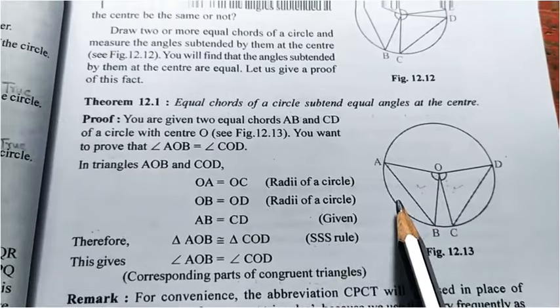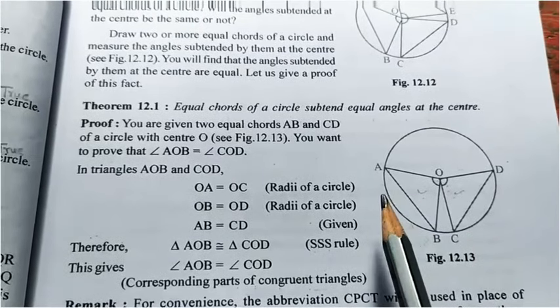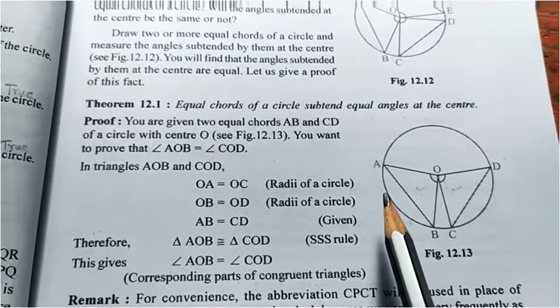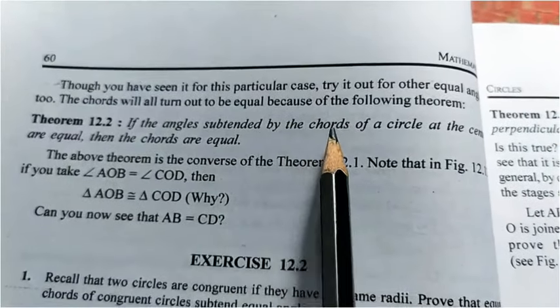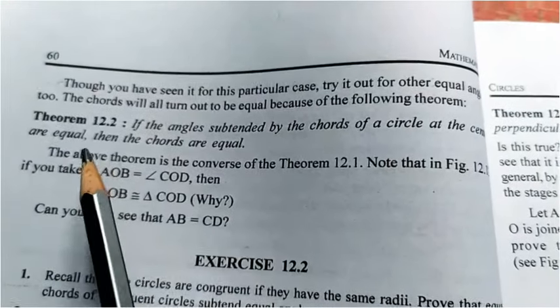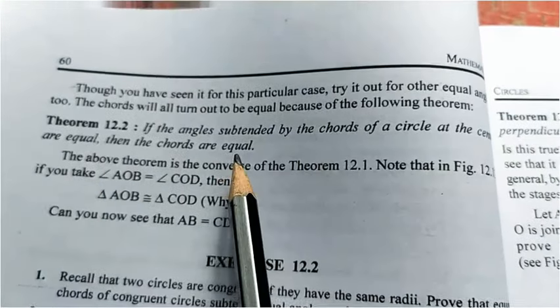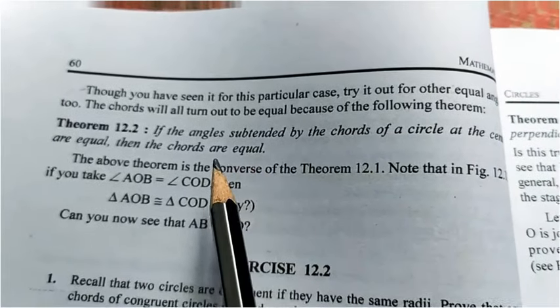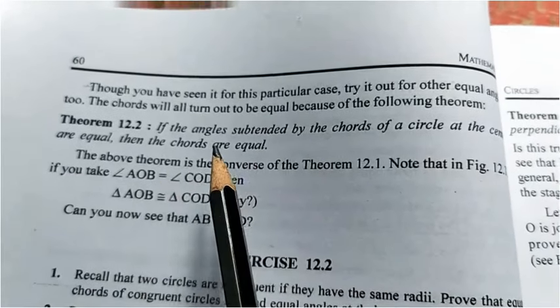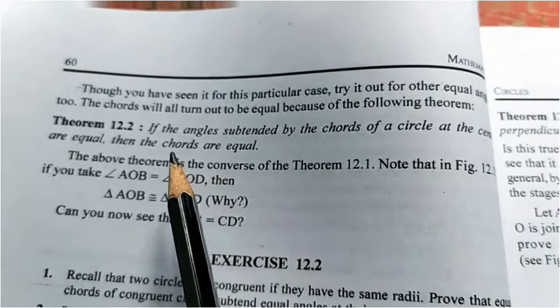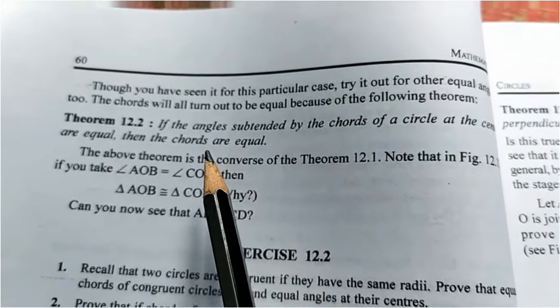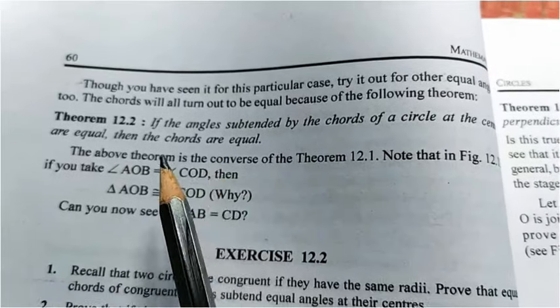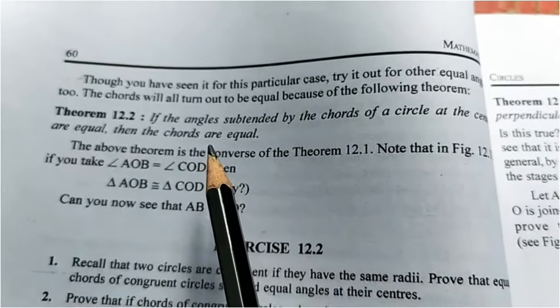Using this theorem, now we are solving exercise 12.2. Before the exercise, another theorem: if the angles subtended by the chords of a circle at the center are equal, then the chords are equal. This is the reverse of theorem number 1. In theorem 1, equal chords give equal angles, and in theorem 2, if they give equal angles, then we will get equal chords.